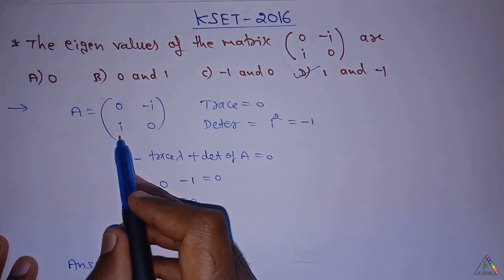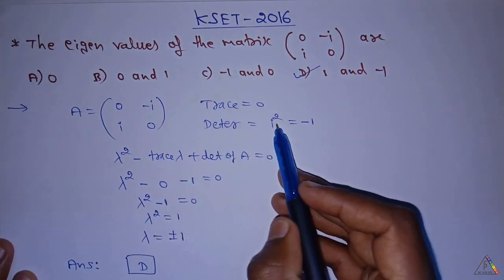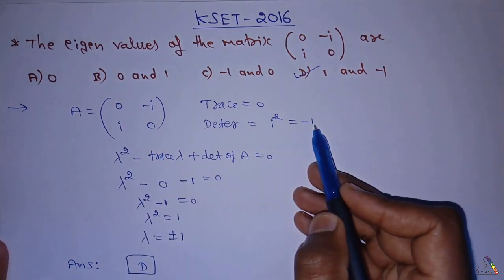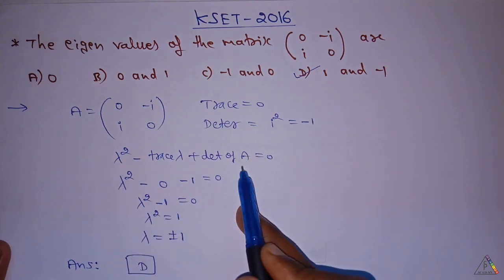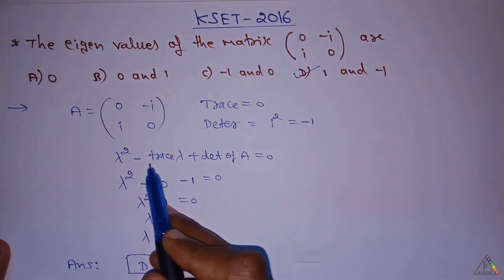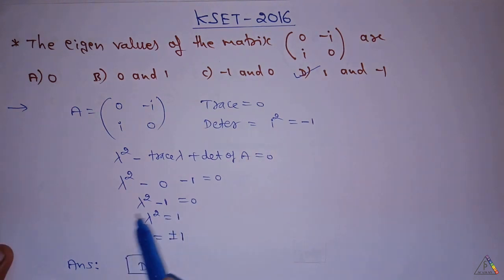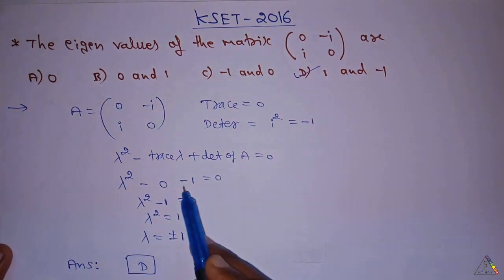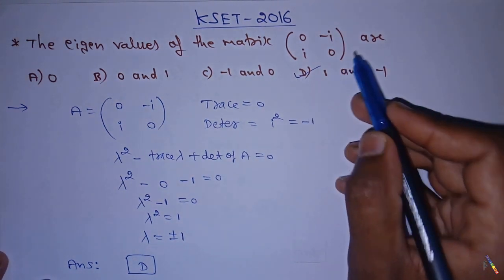Consider the given matrix as A, find the trace is 0 and the determinant is i square, that is equal to minus 1. By the eigenvalue equation for a 2 cross 2 matrix, that is lambda square minus trace into lambda plus determinant of A equals 0. Since the trace is 0 and the determinant is minus 1, by simplifying, the eigenvalues are plus 1 and minus 1. Therefore, for this question, the answer is D option.